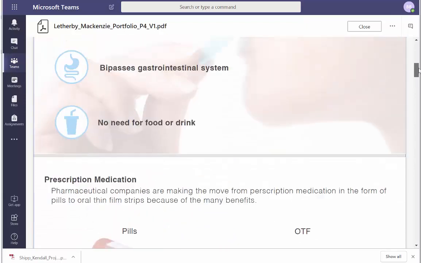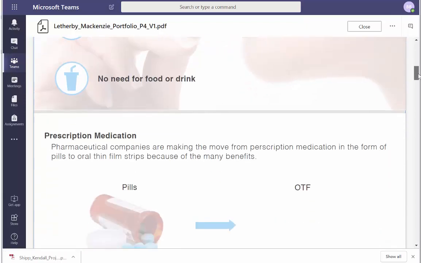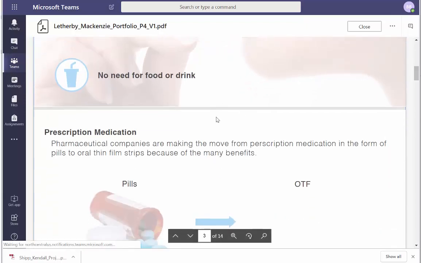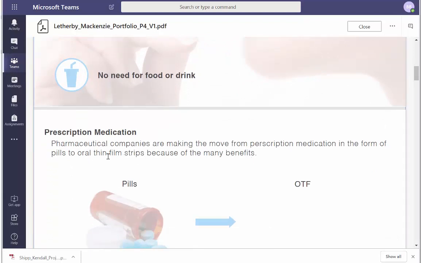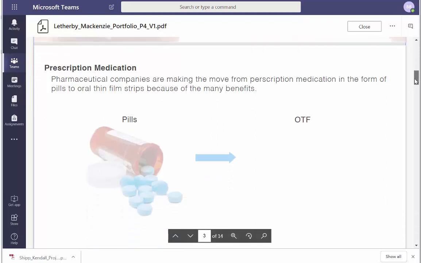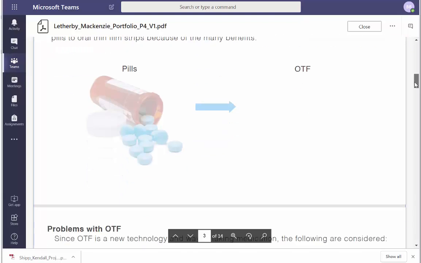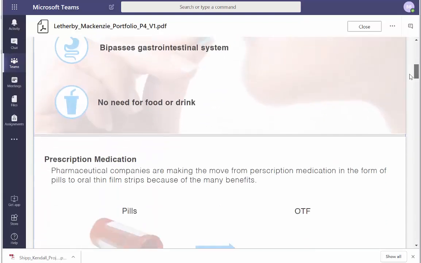Yep. OTF. Keep in mind, if you're going to say OTF, you've got to write the words oral thin film, parentheses, OTF. That way I get the acronym together with the written out word. That way I read it here and it makes sense. It's reinforcing what you're trying to say. Find a better picture of pills. Those look super desaturated.